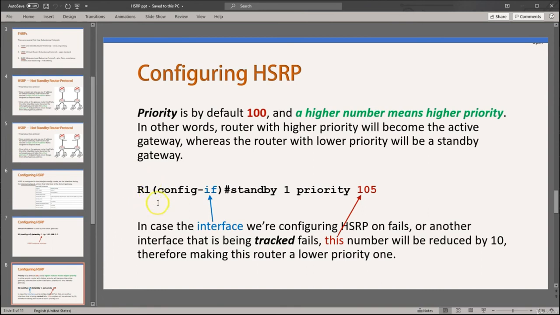So if the other router, the router that is currently standby, so let's say that this router is active and the other redundant router is standby, in that case, if this router's priority drops to 95 and the other router's priority is default 100, then that other router's priority will be higher than this one's because it will become 95, and then that other router will become the active router.